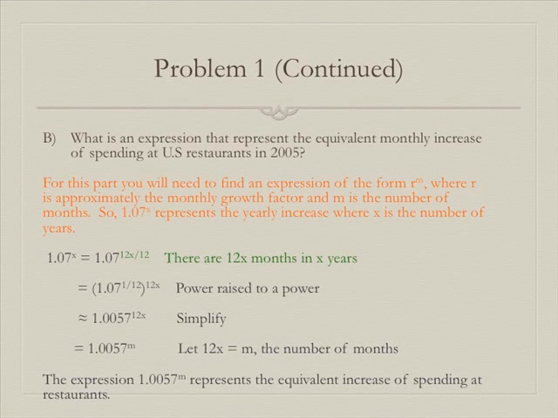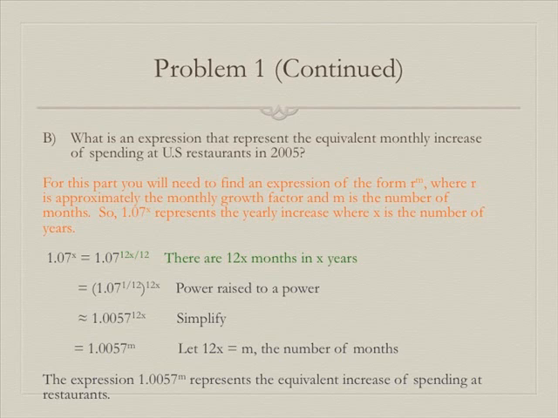So now let's look at part B. What is an expression that represents the equivalent monthly increase of spending at restaurants in the United States in 2005? For this part, you will need to find an expression of the form r raised to the m, where r is approximately the monthly growth factor and m is the number of months. So we have 1.07 raised to the x power, which represents the yearly increase, where x is the number of years.